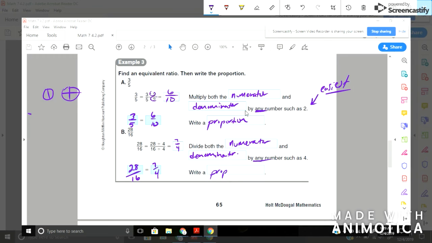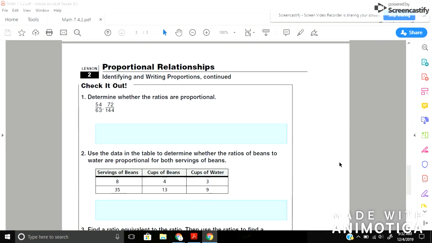Again, write a proportion. Now say you had 3/5 and you multiplied top and bottom by 3. Is that okay to do? Yeah, that will give you the same proportion. Well, it will give you a proportionate answer, not the same one, but it would work. 3 times 3 is 9, 5 times 3 is 15. That would work as well. So a lot of different ways to tackle these problems.